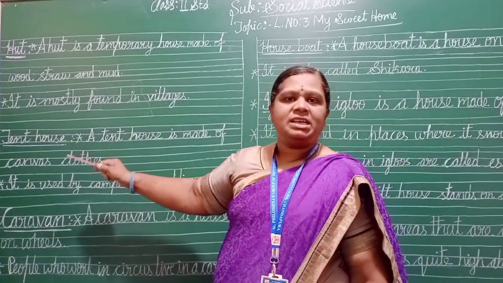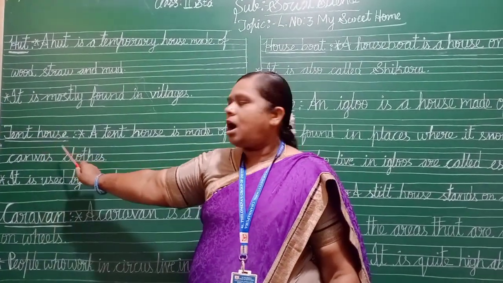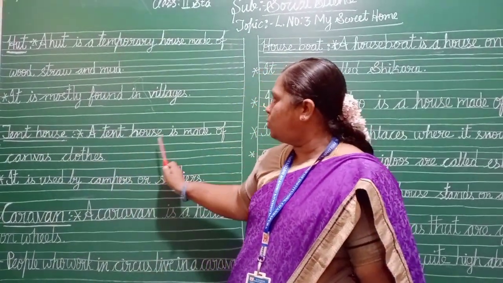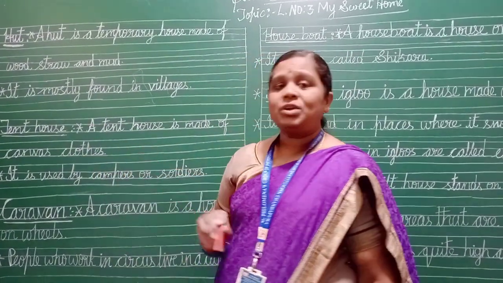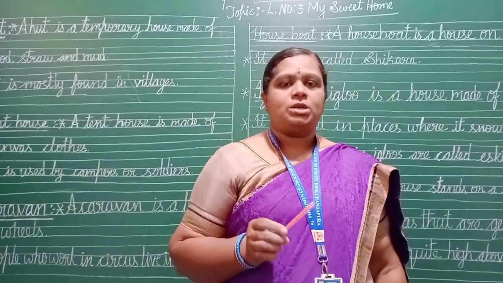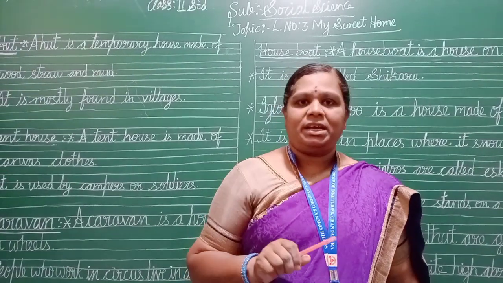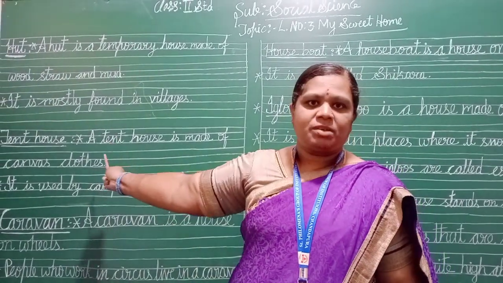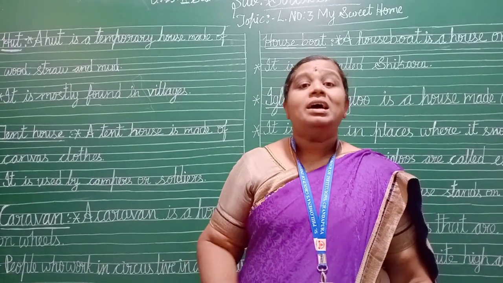The next one is tent house. A tent house is made of canvas cloth. It is a type of cloth that is used to make the tent. Understood? These canvas cloths are used to make tents.